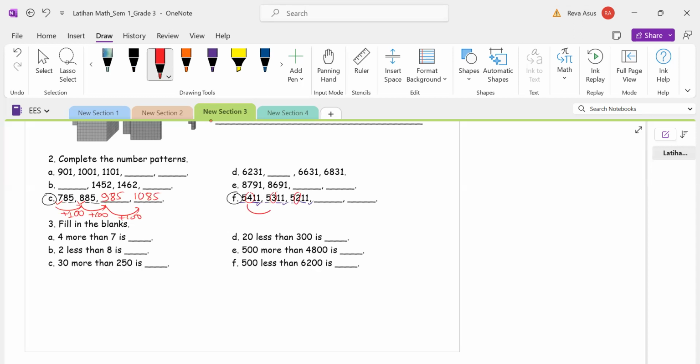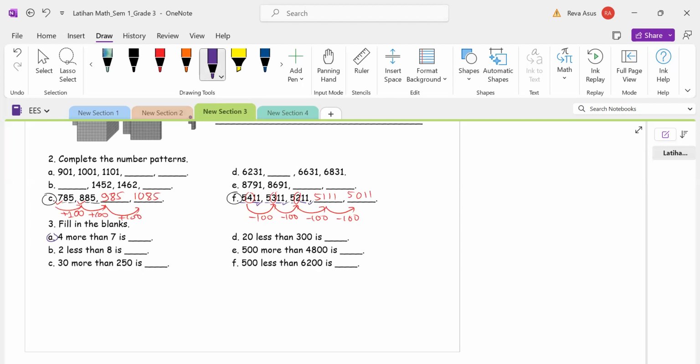How can 4 become 3? We need to subtract by 1. Because it is in hundreds, we need to subtract by 100. Next, 3 became 2, subtract by 100 again. Next, we need to subtract by 100 again. It became 5,111. After that, we need to subtract by 100 again. It is 5,011.